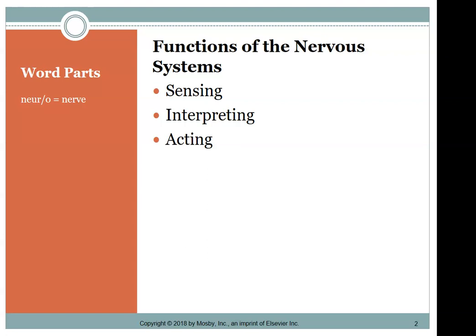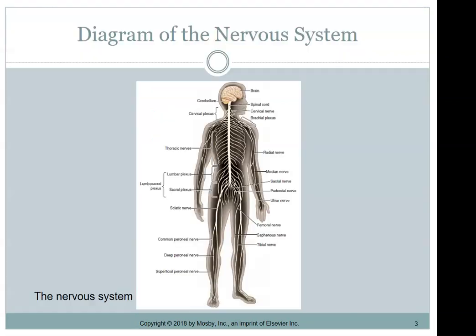The study of the nerves is neurology, and one who specializes in the study of the nerves is called a neurologist. Your word part for this lecture would be neuro, which is nerve. And this is the diagram of the nervous system, also found in your book.